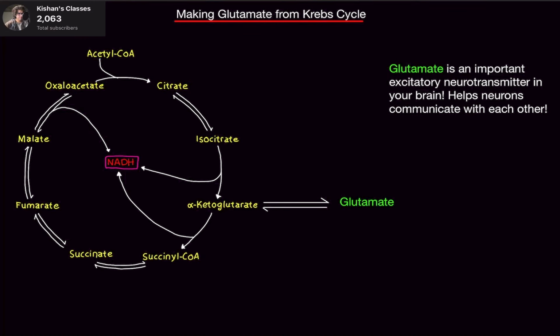Alright, welcome back. In this video, we're going to go over how to make glutamate from the Krebs cycle, or the citric acid cycle. Now, the Krebs cycle does not only produce energy, it will help us make energy eventually in the electron transport chain. It can actually make various other things. One of them is glutamate.